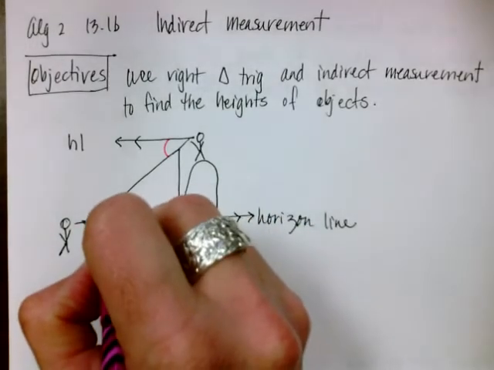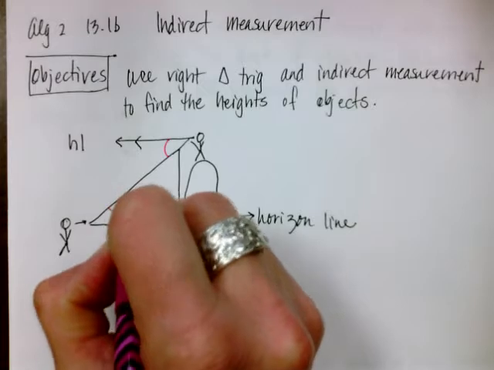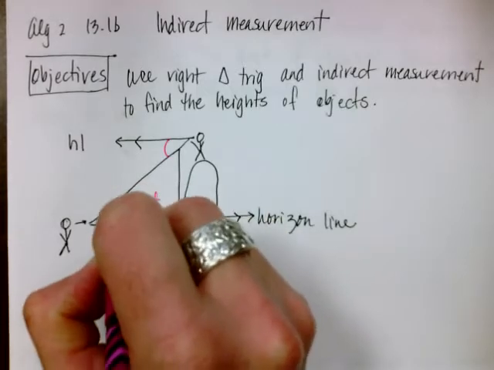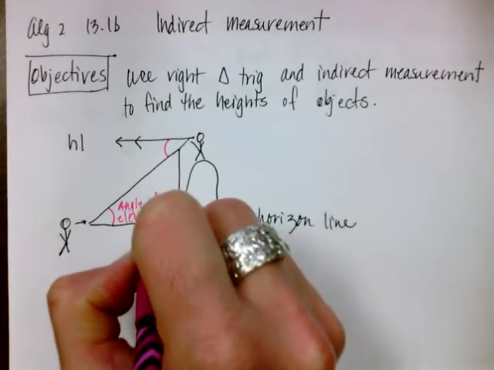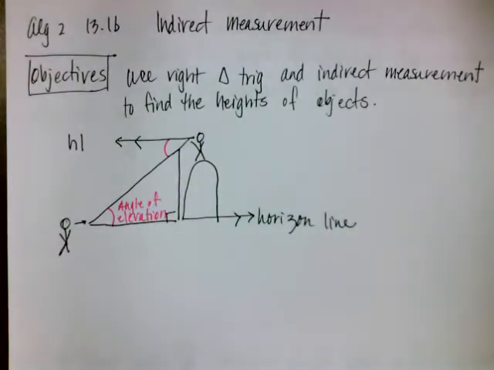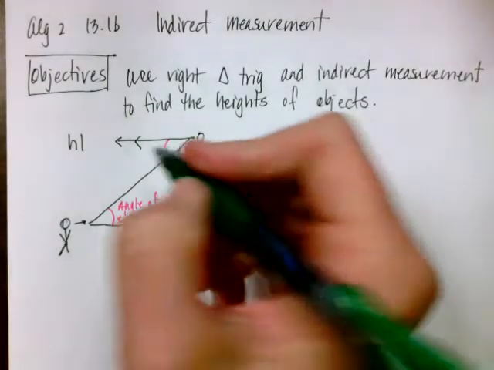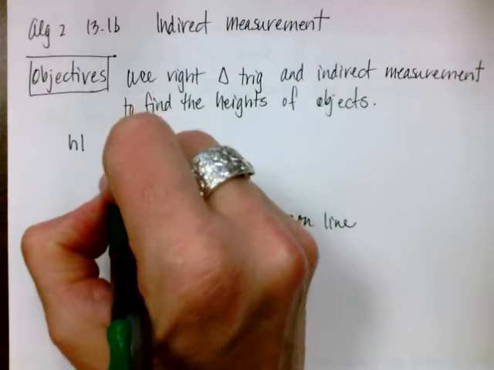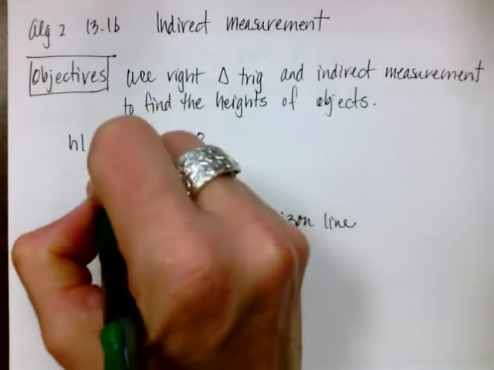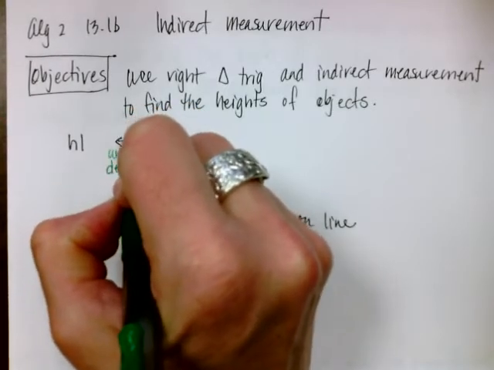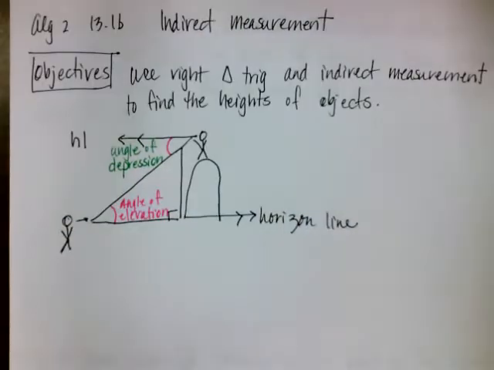This angle is called the angle of elevation. Alrighty, and then this angle up here is called the angle of depression. So we'll notice that the angle of elevation and the angle of depression are actually equal.